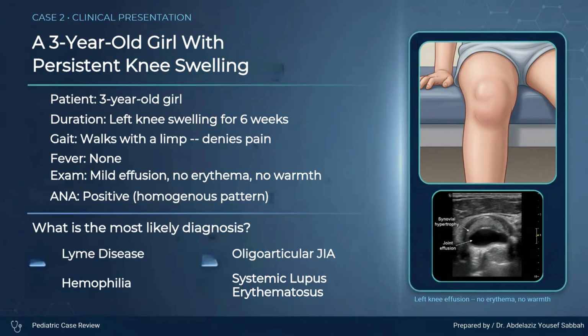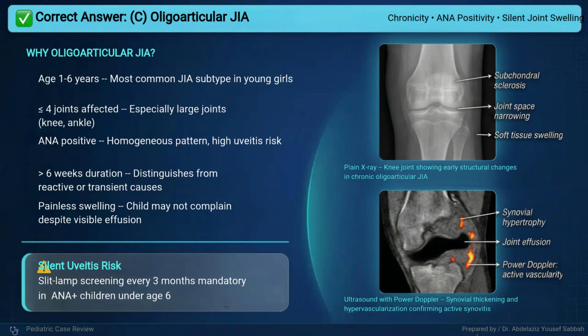Option A, Lyme disease. Option B, hemophilia. Option C, oligoarticular juvenile idiopathic arthritis. Option D, systemic lupus erythematosus. The correct answer is option C, oligoarticular juvenile idiopathic arthritis. This is the most common subtype of juvenile idiopathic arthritis, typically affecting young girls between 1 and 6 years of age. It involves 4 or fewer joints, especially large joints like the knee and ankle.